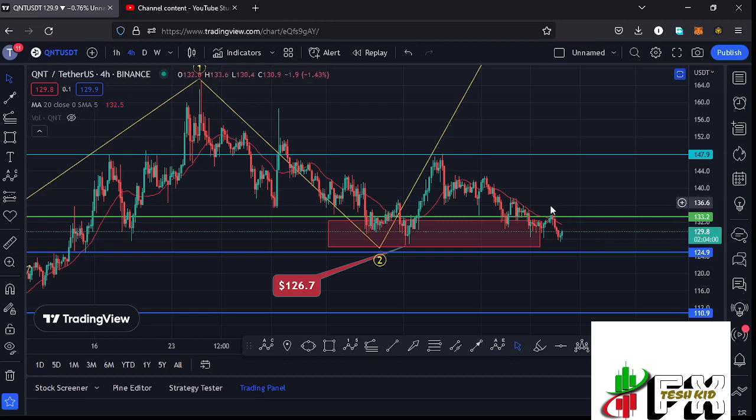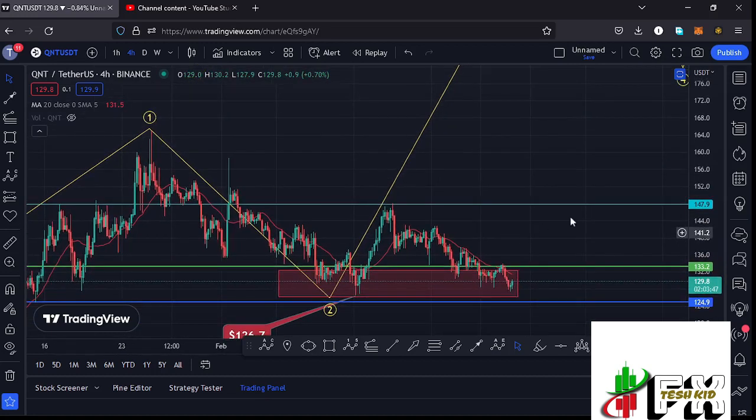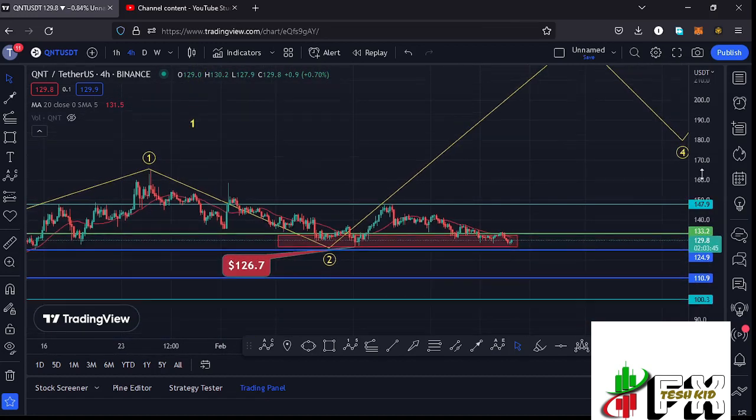We are also trading below the 20-day MA here on the 4-hour chart, which is now acting as resistance. We have also continued to obey the Elliott structures, where I still believe that whatever we are seeing over here is the formation of this wave 2, and soon we are going to start a very impulsive wave to the upside in the formation of this wave 3.